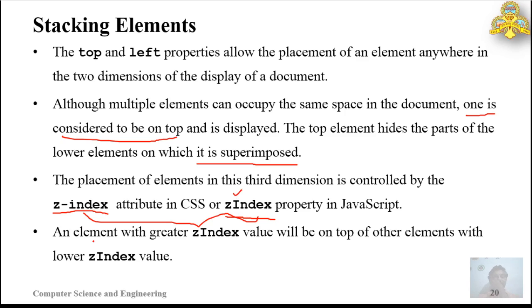Whenever multiple elements are occupying the same space, any element with the greater z-index value will be the top element, and that will cover the other elements. That means elements with a lower z-index value will display below the top element. So if one element has z-index 10 and another element has z-index 8, then the element with z-index 10 will come on top, or it will be superimposed and hide the part of the other lower elements.